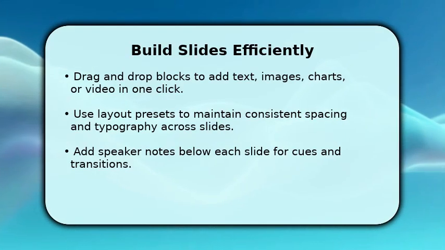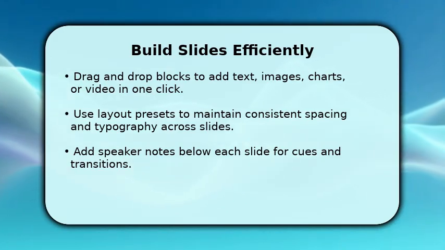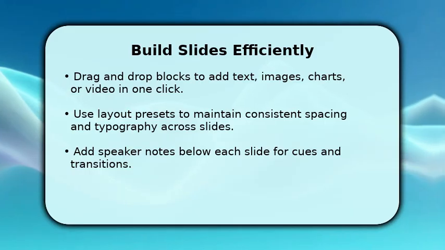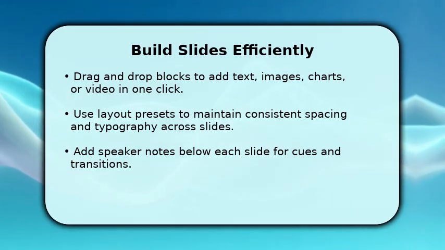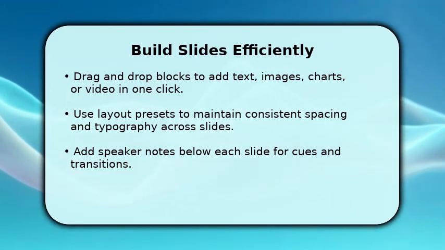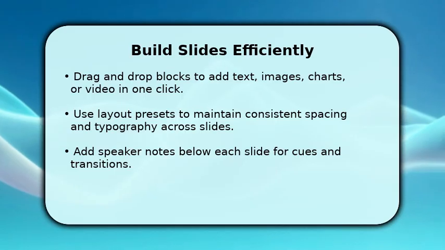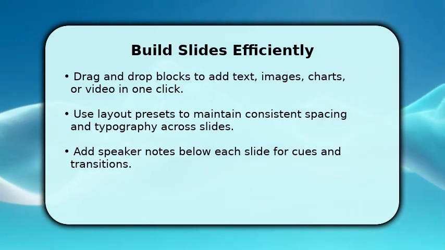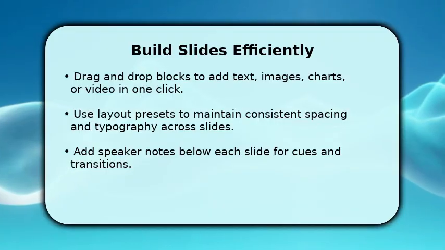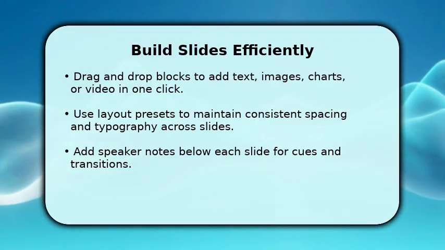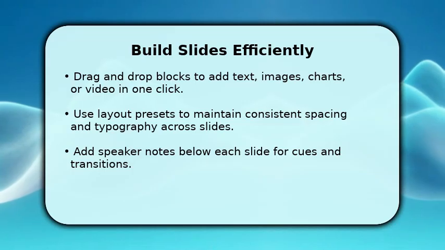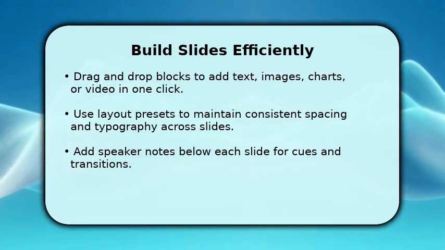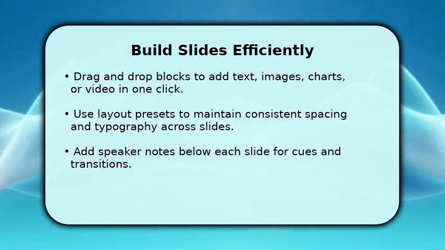Start building slides by dragging blocks from the right-hand toolkit and dropping text, images, charts, or video into your canvas in one click. Apply layout presets to maintain consistent spacing, typography, and alignment across slides. Presets speed up formatting and keep slide weight balanced. For each slide, add speaker notes in the Notes panel below to store cues, data points, and transitions. Use the Duplicate Slide function to iterate quickly, and the Replace Image control to swap visuals without breaking layouts.